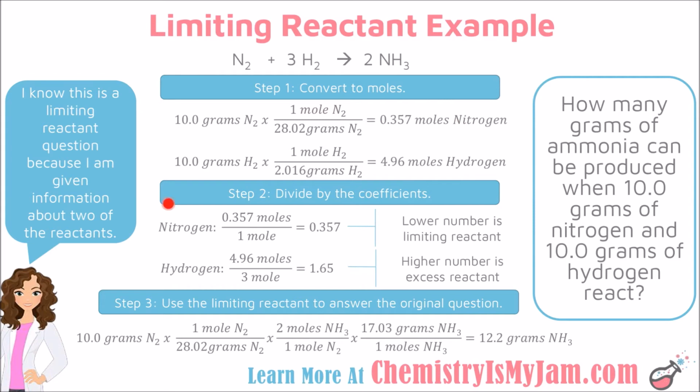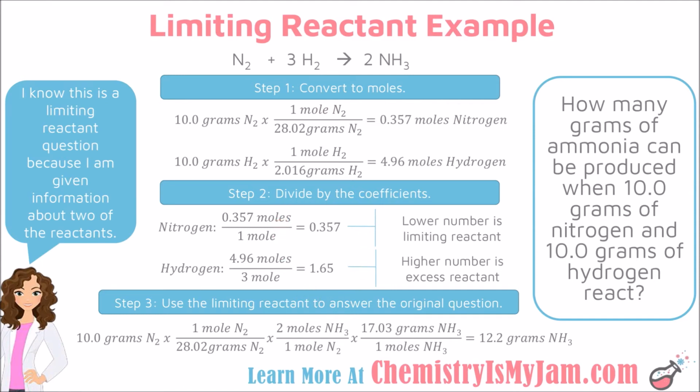The second thing that I want to do is to divide by the coefficients. So for nitrogen, I took that number of moles and divided it by the coefficient for nitrogen. I'm going to do the same thing for hydrogen. Hydrogen, I had 4.96 moles. Divided by the coefficient for hydrogen gives me a number of 1.65.